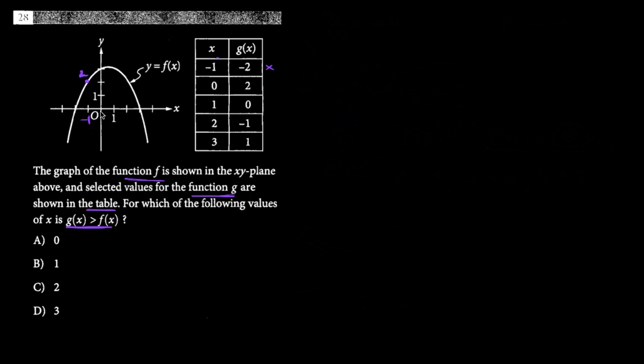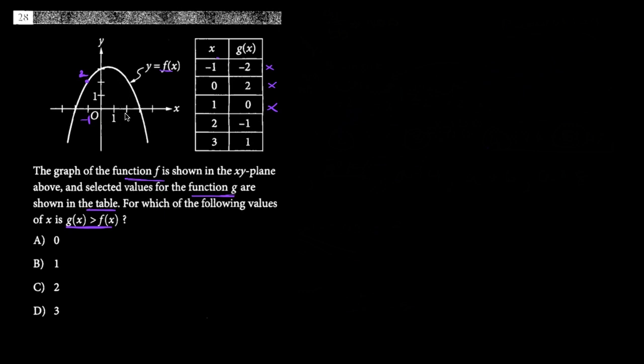Let's look at 0. When x is equal to 0, g of x is 2, but f of x is 3. So again, f of x is greater than g of x, and so that's wrong. When x is equal to 1, g of x is 0. But f of x, when x is equal to 1, is around 3-ish, okay? And so again, f of x is greater than g of x, and so that's out as well. When x is equal to 2, g of x is minus 1.